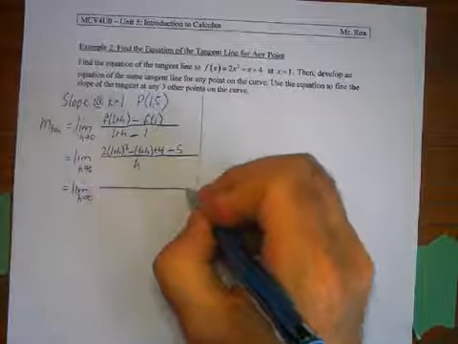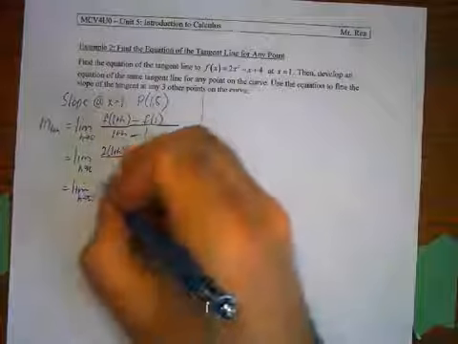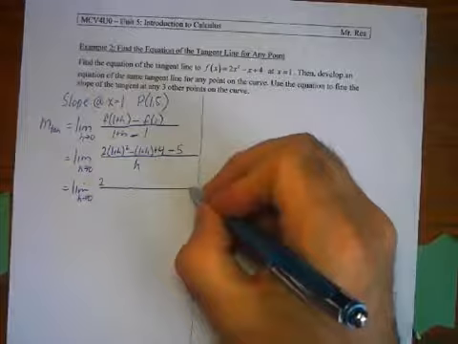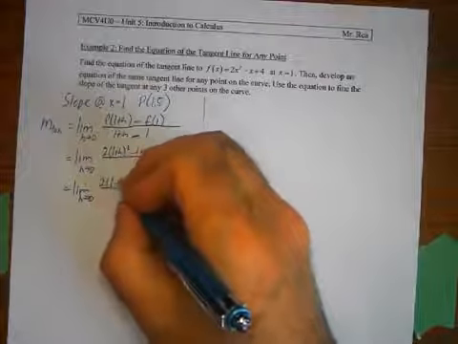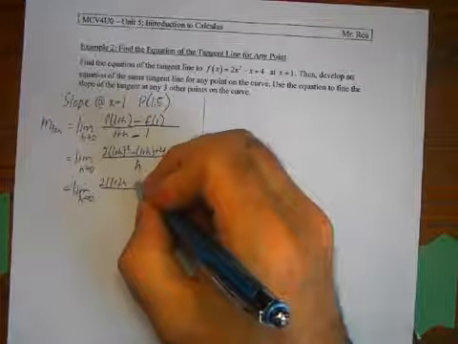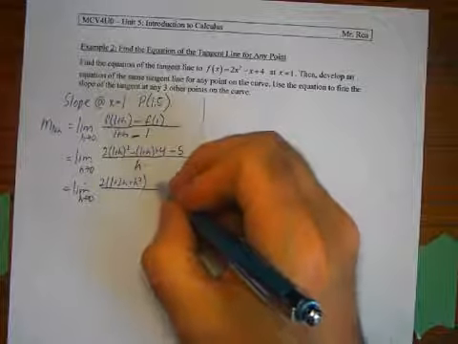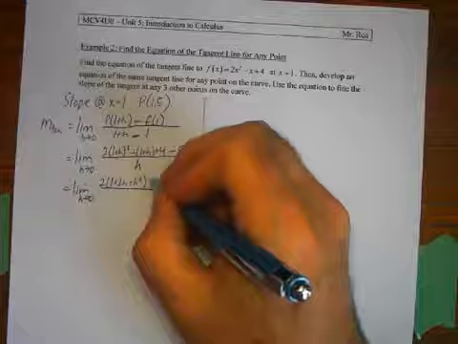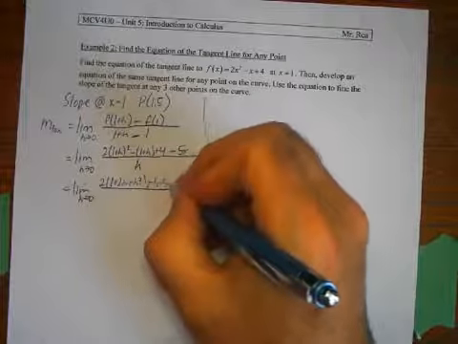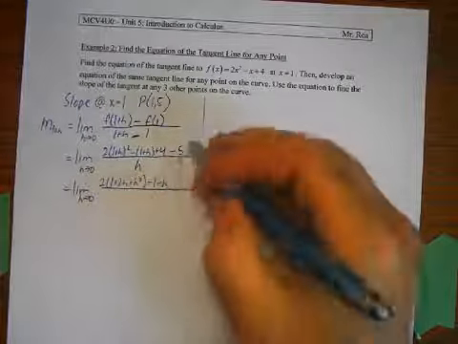I'm not going to skip any steps here. If I square that, don't forget it's not 1 plus h squared. It's actually 1 plus 2h plus h squared. And then I have minus 1 minus h. And I can put these two together at this point. Plus 4 minus 5 is minus 1. Still all over h.